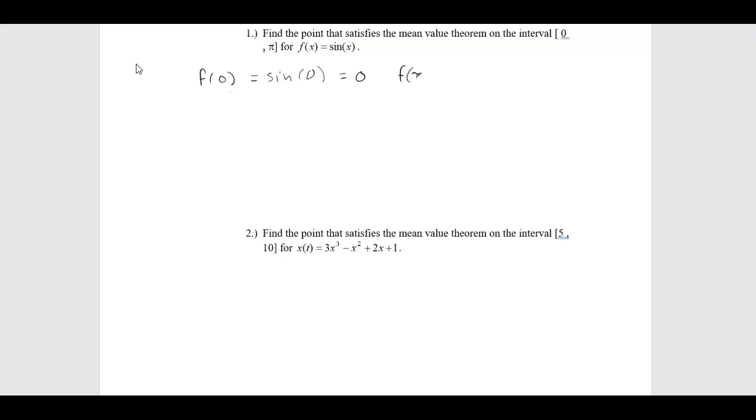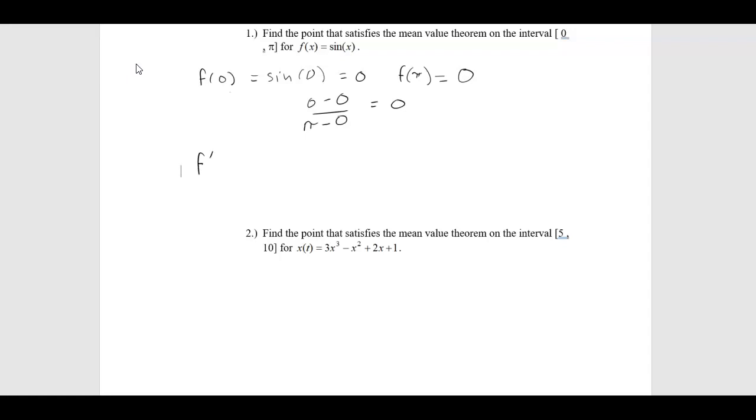F of pi, 0 and pi are both on the x-axis of the coordinate plane or of the unit circle, and sine is the y-coordinate of the unit circle, so if you're on the x-axis, the y-coordinate is 0. So both of those are 0. So my average rate of change is 0. 0 minus 0 over pi minus 0 is going to give me 0. So that's why this is a case of Rolle's theorem.